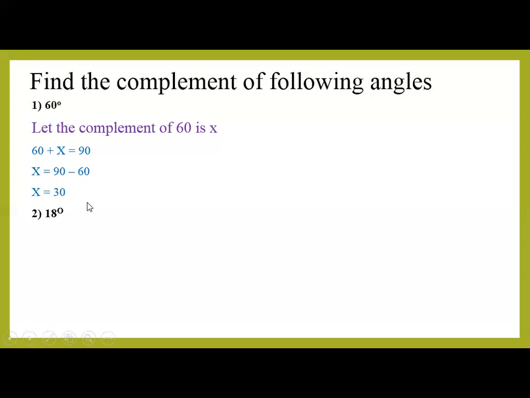Next is 18 degrees. Again you have to apply the same method. Let the complement of 18 be x. Okay, you have to write it this way: 18 plus x is equal to 90. You have to shift 18 from left to right. x is equal to 90 minus 18, because 18 was plus there, so now you have to subtract it from 90, and now you will get x is equal to 72.